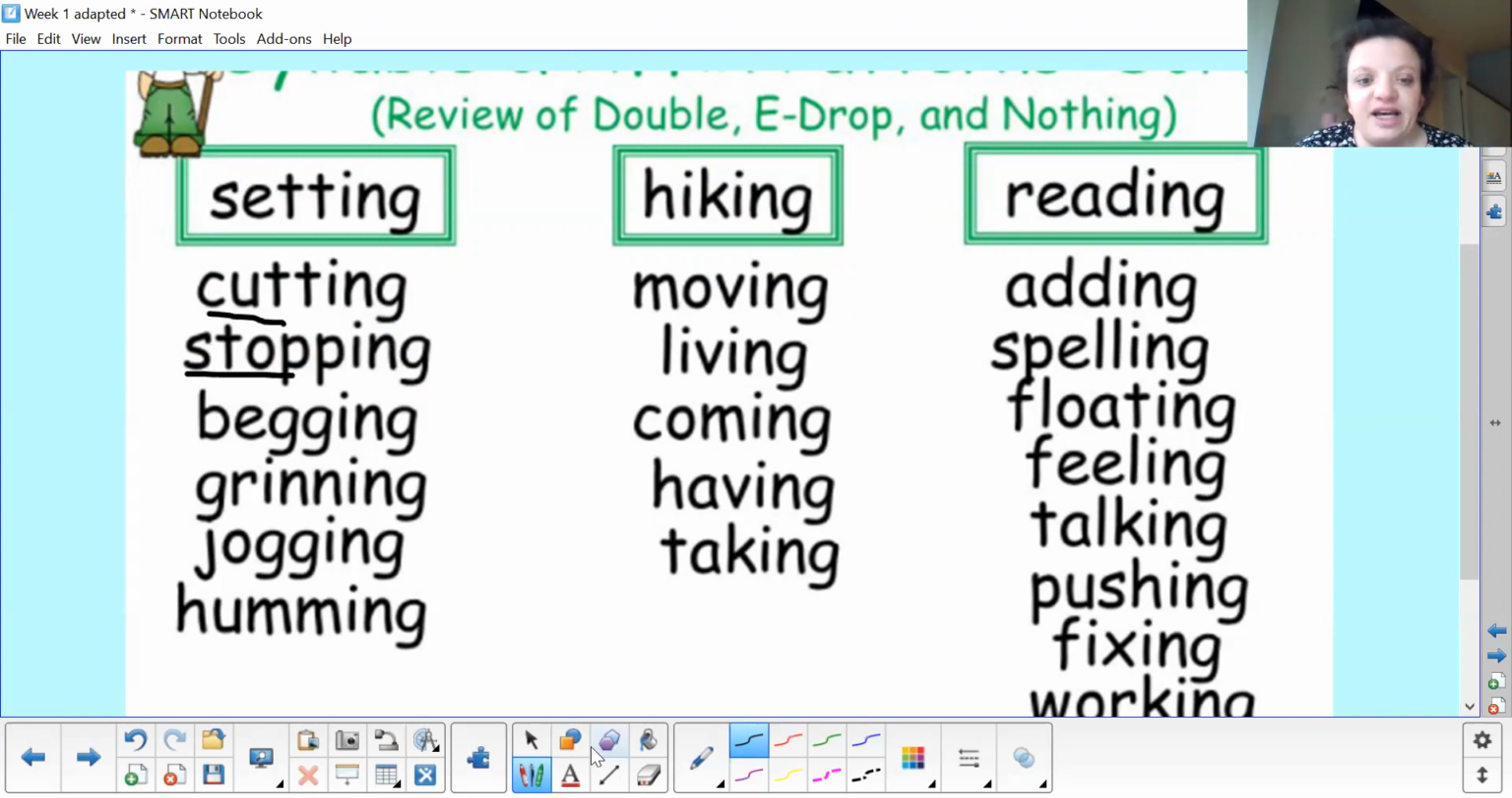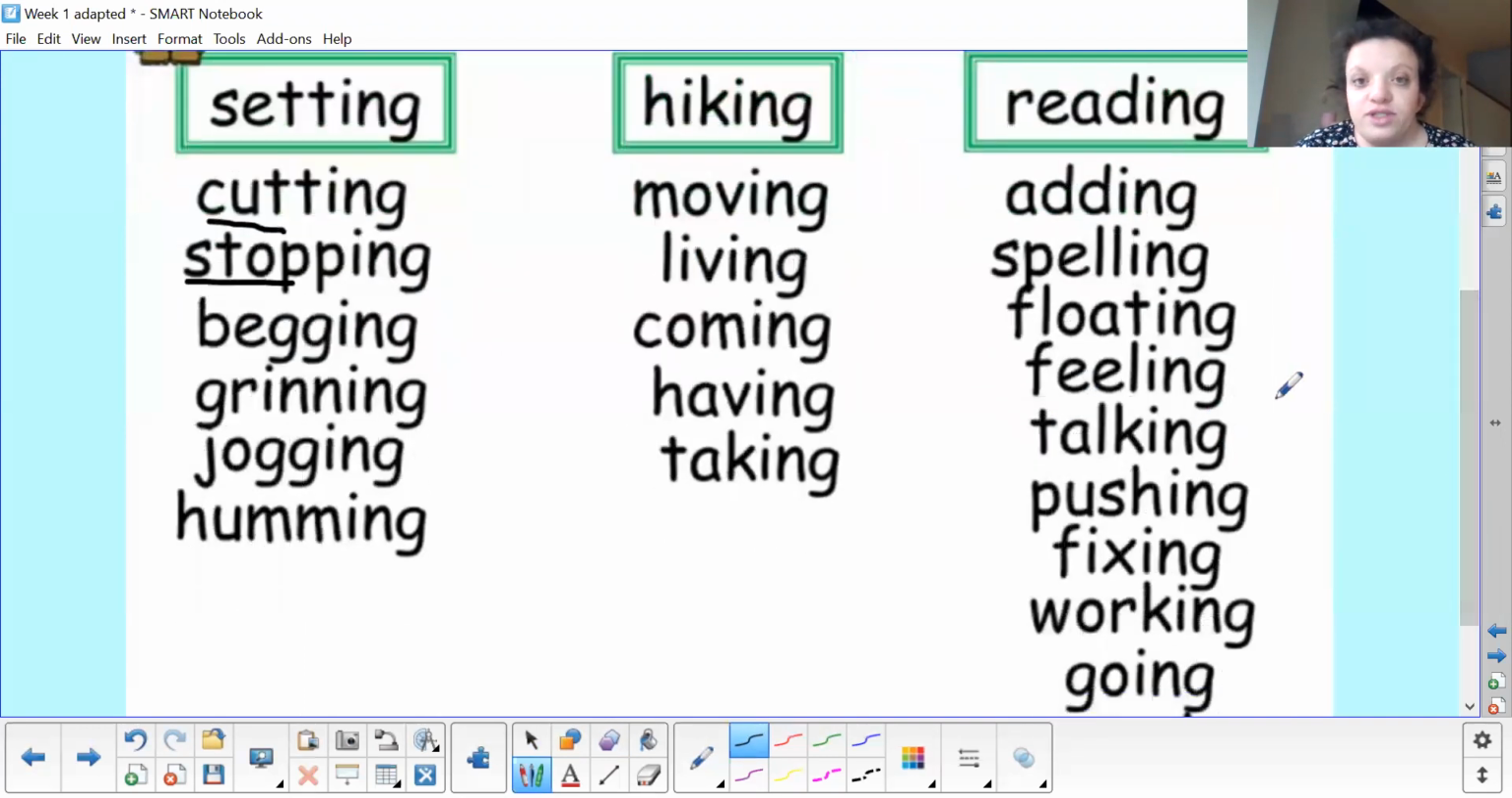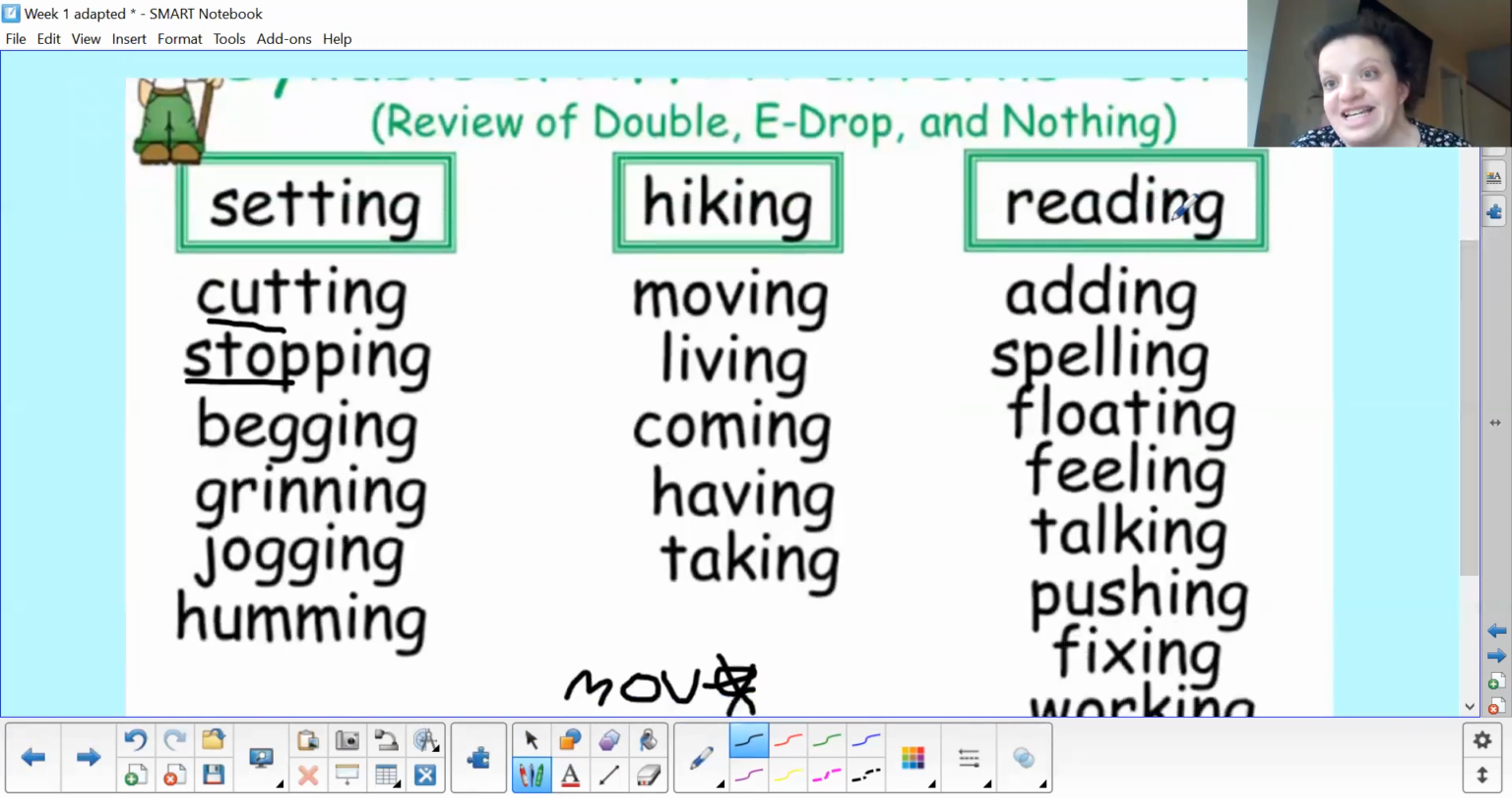Now move, if we think of move, before it became a word, it would have been M, O, V, E, so it would have been move. So it's got the oo, like a long vowel sound in it. So we're going to check it's got an E, it has got an E, so we cross it off and then we add ing.